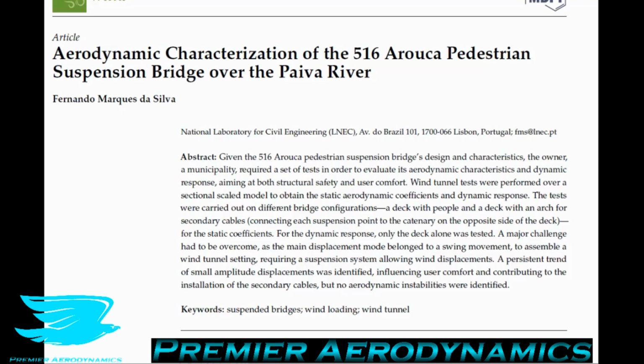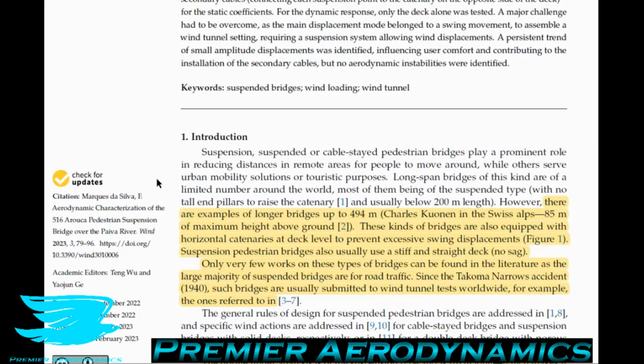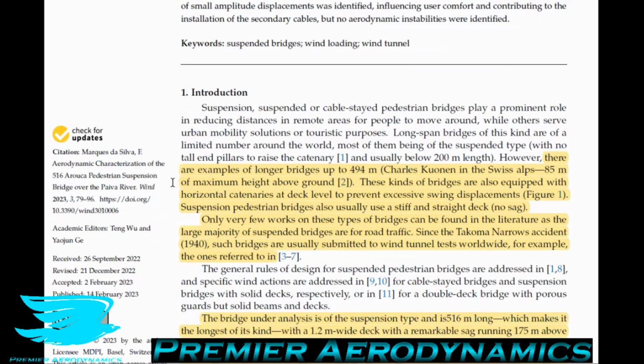So to look at bridge aerodynamics, we're looking at a paper called Aerodynamic Characteristics of the 516 Arouca pedestrian suspension bridge over the Paiva River. This is open access, so you can find it in a link in the description. This is a very long bridge, and they did some wind tunnel testing on it, which is really cool. We'll get into that as well, and how to do some similarity testing and what you need to look out for. So let's get on with it.